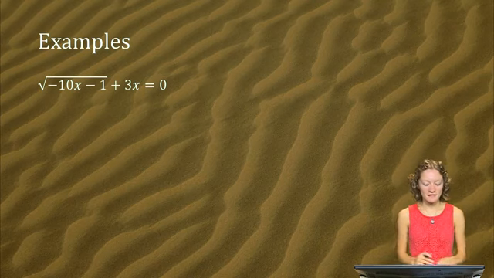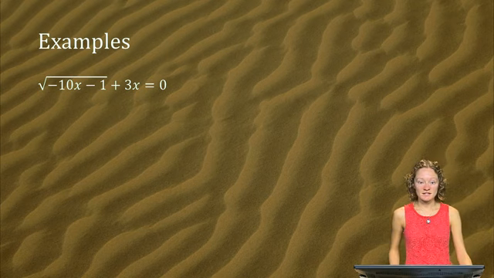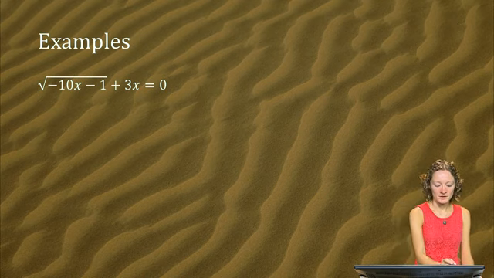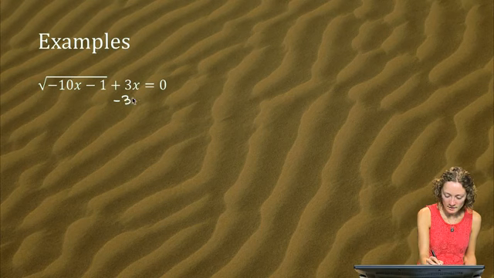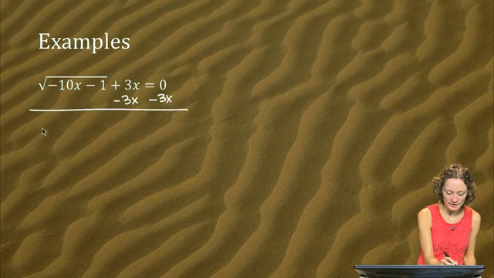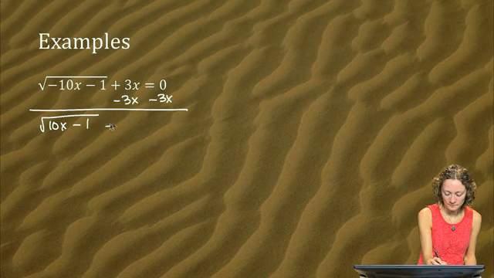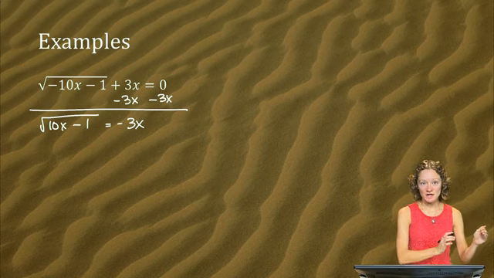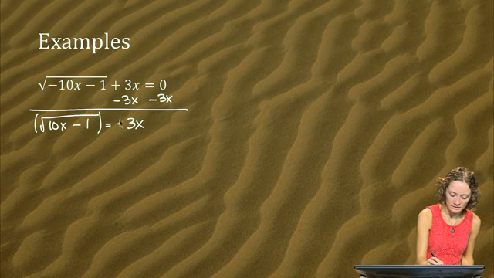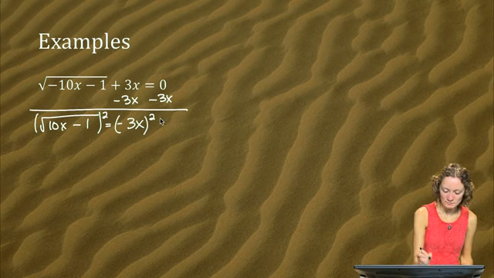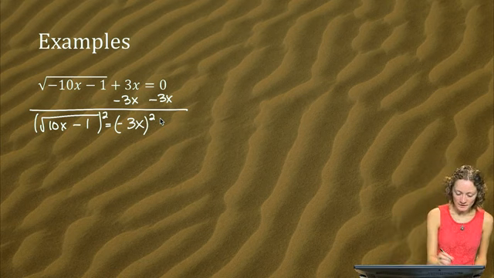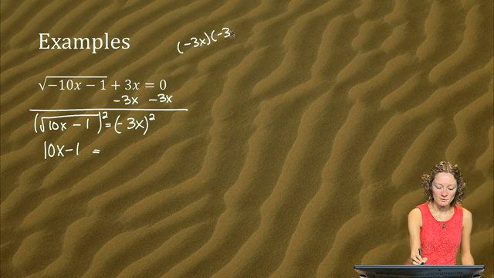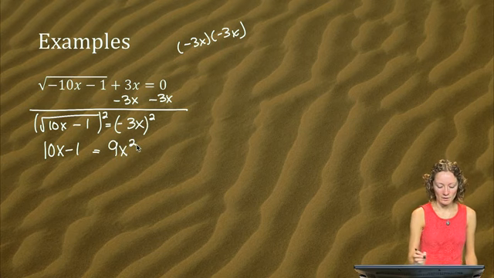The next one, the square root of negative 10x minus 1 plus 3x equals 0. First thing is to isolate the radical. So the radical, and then on that side we have a plus 3x. So let's subtract 3x to isolate it. Then, once it is isolated, raise each side to the power equal to the index. That index is a 2, so we'll raise each side to the second power. On the left, we get 10x minus 1. On the right, remember this means negative 3x times negative 3x, which gives us positive 9x squared.